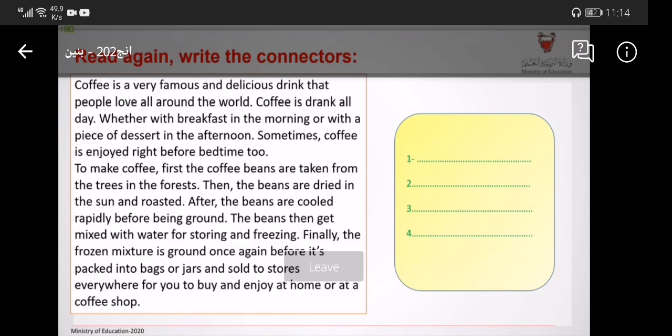If you are already done, I want you to start focusing on the steps that are used to make coffee. Okay, time is almost up. Finish up, and I hope that you will be finishing this task successfully.